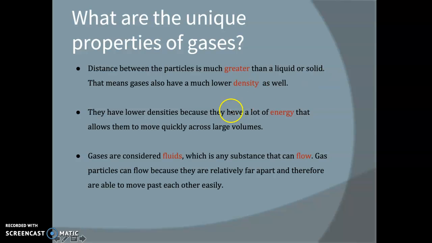The reason why they have such low density is because their particles have more energy, which means they're moving a lot faster. So gases, just like liquids, are considered fluids, which means they flow past one another. And that's really the capacity of them to flow. So that's what allows like wind to happen. You go from high pressure to low pressure. Particles are moving to balance out those pressures.